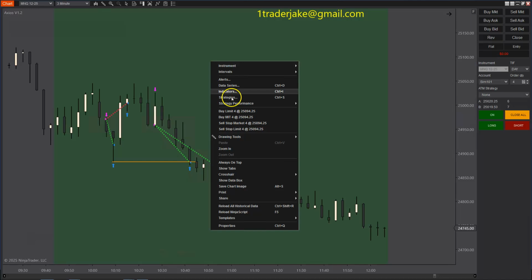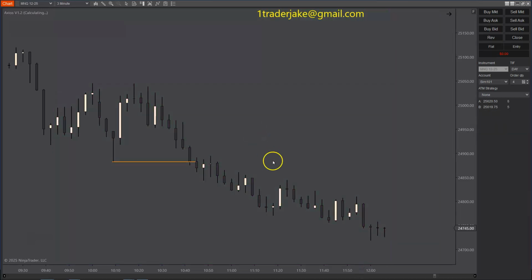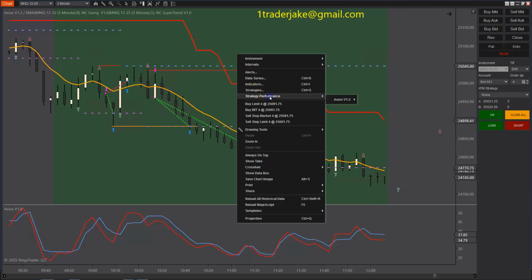So if we just go back in and increase this to 1,000, and then we're going to move on to some other settings. See what this does.